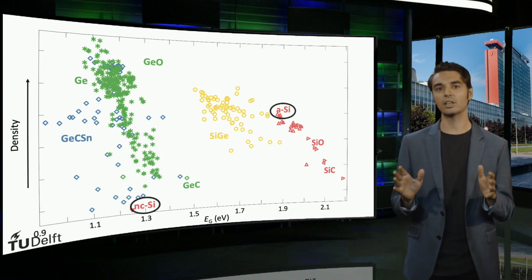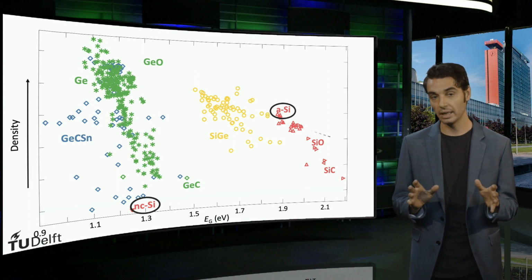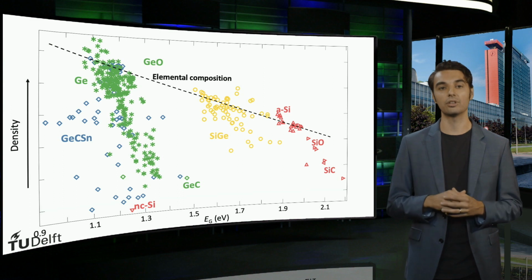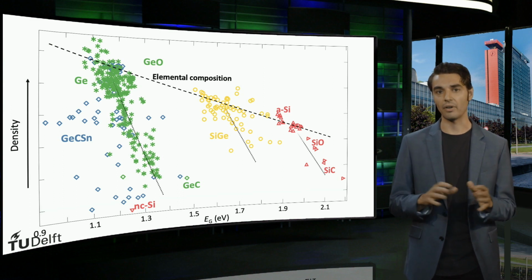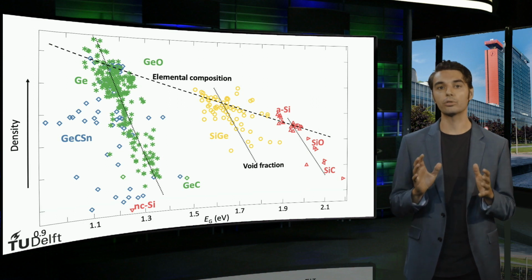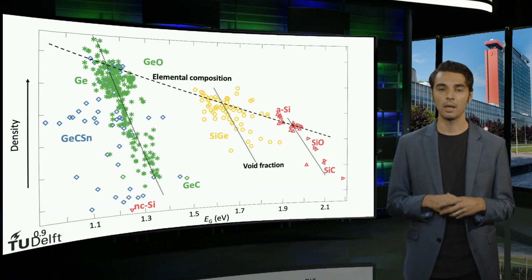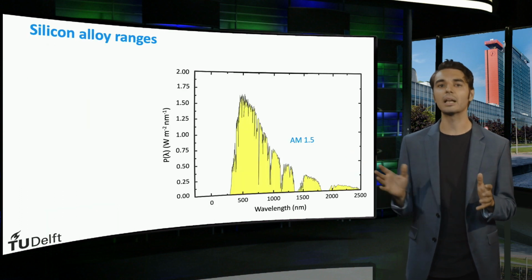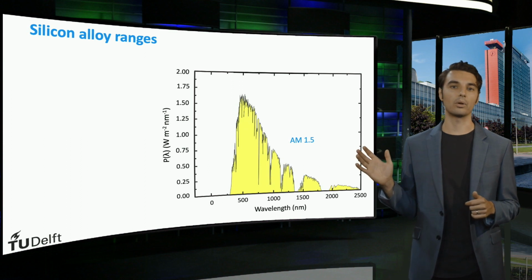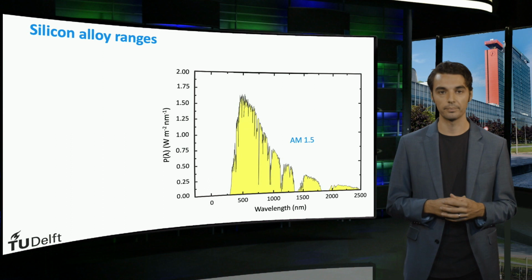We've already seen that the crystalline phase fraction strongly affects the material properties. Additionally, the elemental composition will affect the bandgap energy as indicated by this trend line. Finally, the void fraction or porosity of the material also exerts a strong influence on the bandgap energy of the alloys. Now, why is this range of bandgap energies desirable? Here we see the AM 1.5 spectral power density as emitted by the Sun and observed on the Earth's surface.